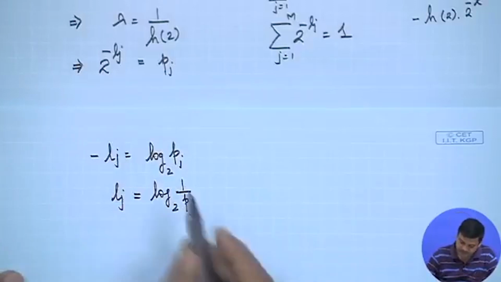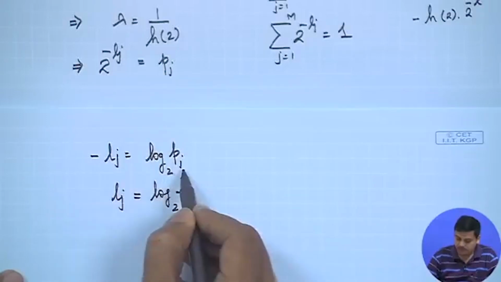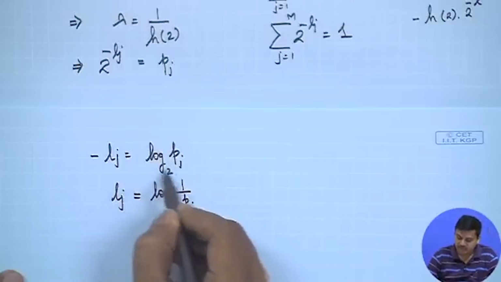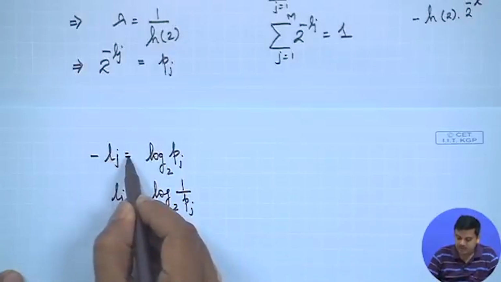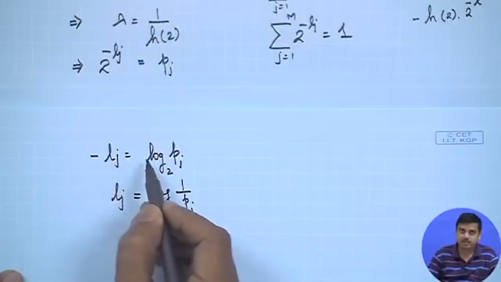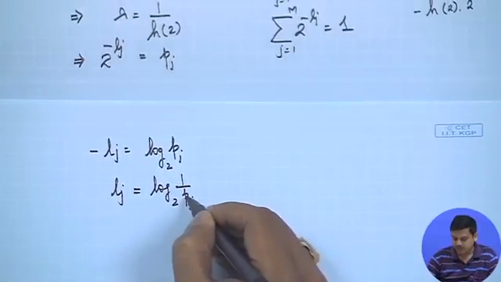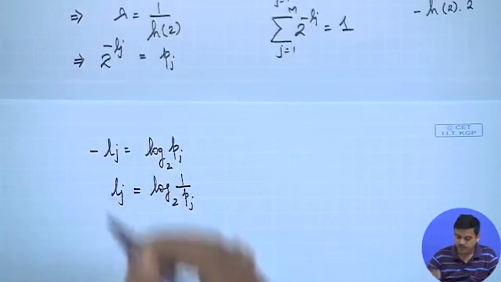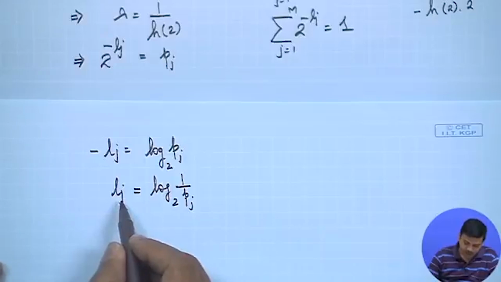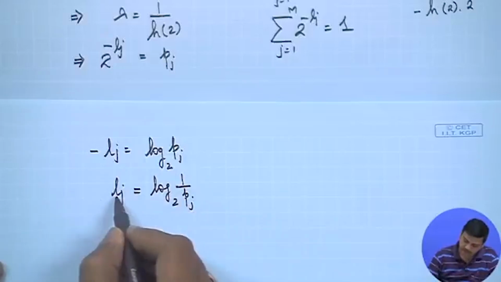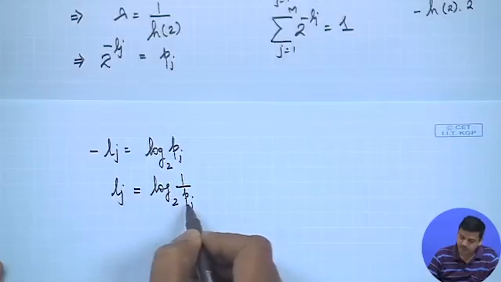Just to clarify a few things, since P_j is less than or equal to 1, the log of P_j is less than or equal to 0. So, minus L_j is a negative number, therefore L_j is a positive number. Here also, since P_j lies between 0 and 1, 1 upon P_j is greater than 1, so the overall number is positive. So, L_j is a positive number indicating the length. It gives us a relationship between the length of the jth symbol and the probability of the jth symbol.